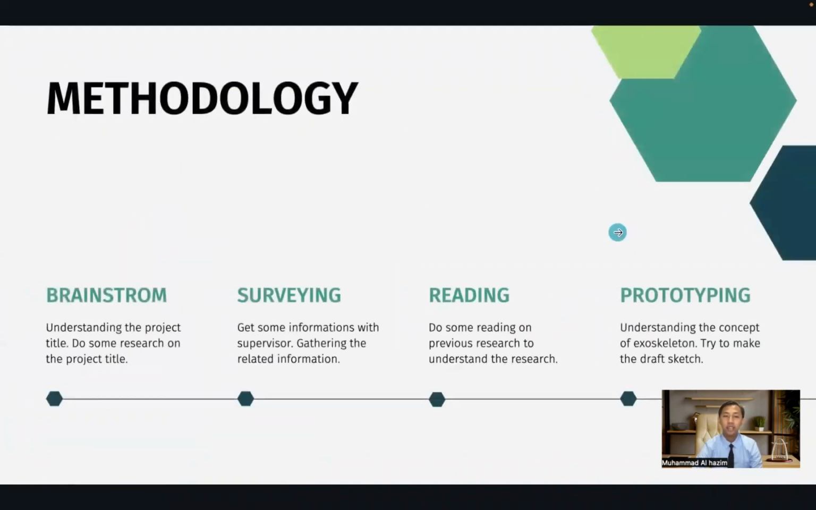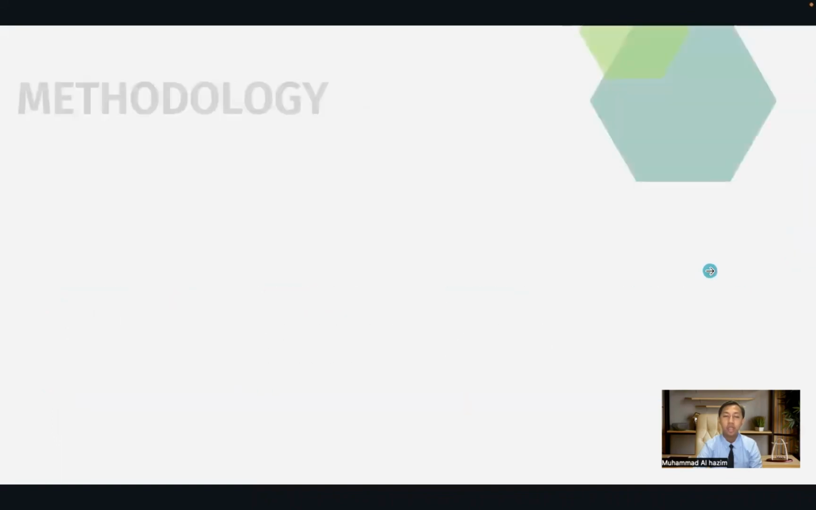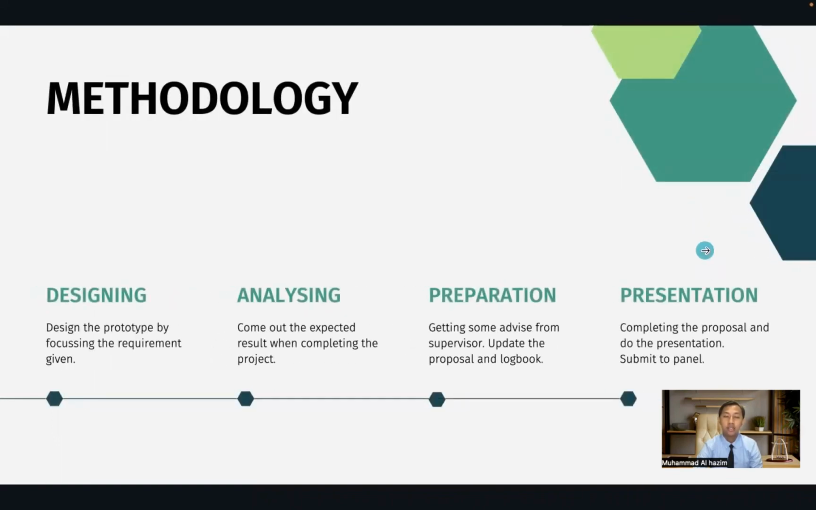So this is the methodology of this research. The first one, I do brainstorming. Next is the process of survey and reading. In this process, I gained a lot of information and advice from my supervisor. After I got all the input and knowledge, I started my prototyping. In this prototyping process, I made drafts of sketches and also understood the concept of the exoskeleton. After that, I started to design the new prototype of the exoskeleton.